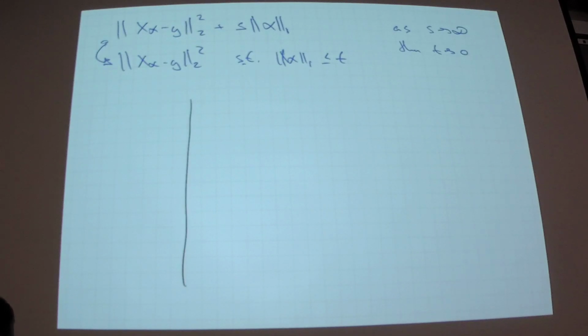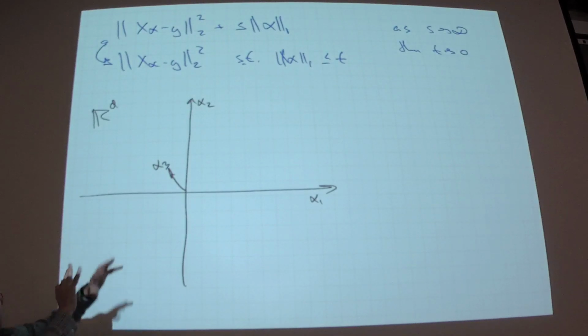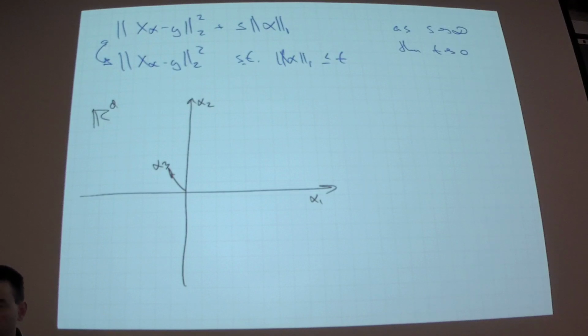Okay, so I want to think about the space. This is going to be R^d, and this is going to be the space of alpha. So think of this as alpha 1. This is the alpha 2 coordinate. And then there's also going to be an alpha 3 coordinate and so forth. There's a d-dimensional space here.